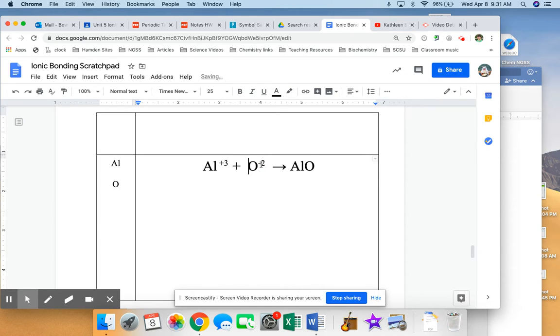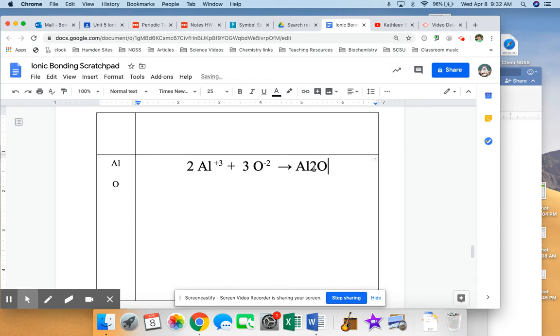These don't balance out, right? We have 3 and 2. There's not an easy way to combine them. So remember, that 3 can just go in front of the O. 3 O's, and that 2 can go in front of the Al. Now the total charge we have is 2 times +3 for a +6, or 3 times -2 for a -6. +6 and -6 balance. You have to balance the charges.